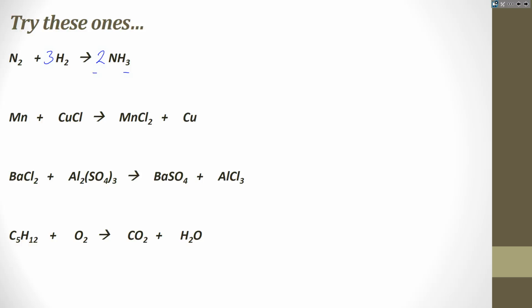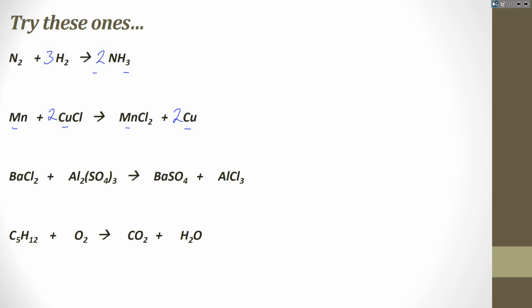Now when I'm looking at the next one, again starting with metals, I look at manganese, they're balanced, coppers are balanced. The only thing that's not balanced is the chlorines. If I put a 2 there, that fixes those chlorines, but I need to put a 2 here to fix the coppers that I just messed up.